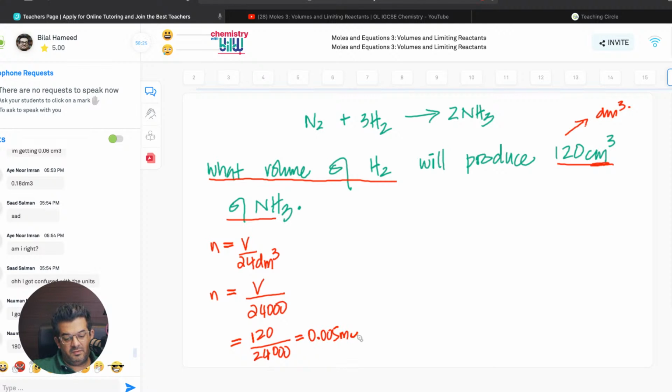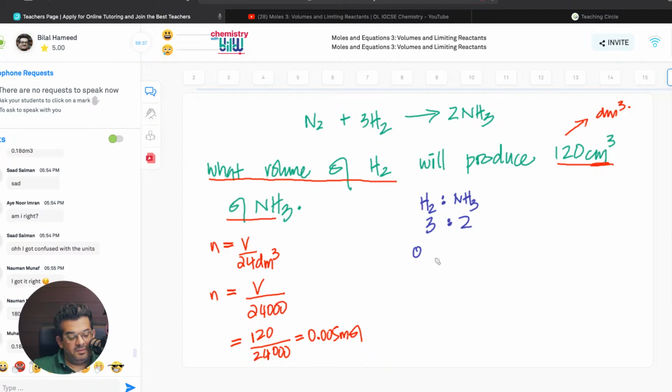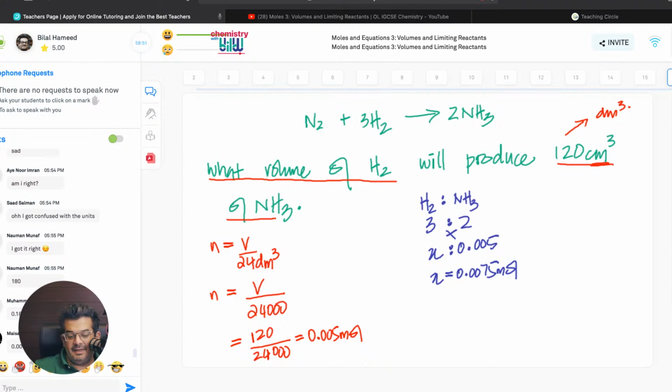0.005 moles. And then the ratio is what? 3:2. So how many moles? 0.005. Cross multiply, you get 0.0075 moles. Exactly. Yes, Mason.